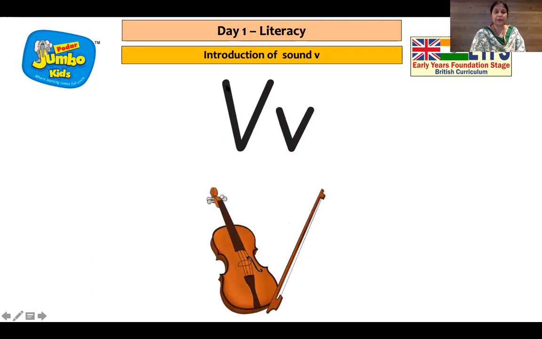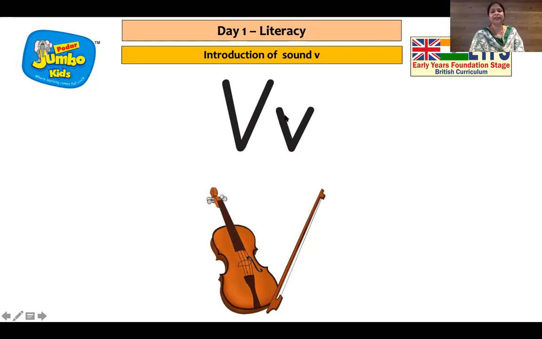The uppercase V will begin from the solid line to the solid line, and then it will go from the solid line again up towards the solid line. So let's write it. Slant line, another slant line going upwards. This is our uppercase V. Let's write it again. Slant line from up to down, and then another slant line from down to up.